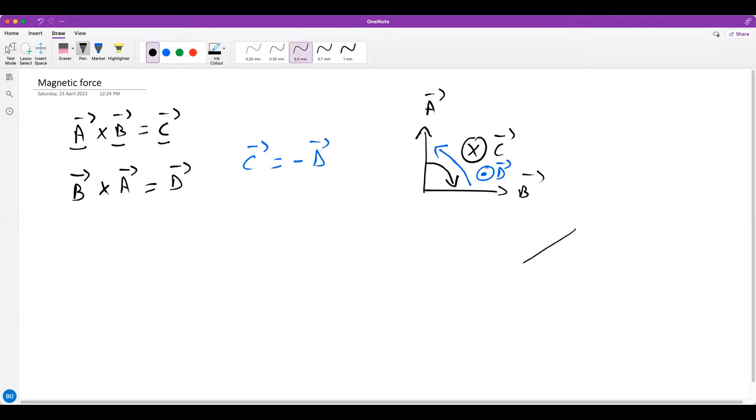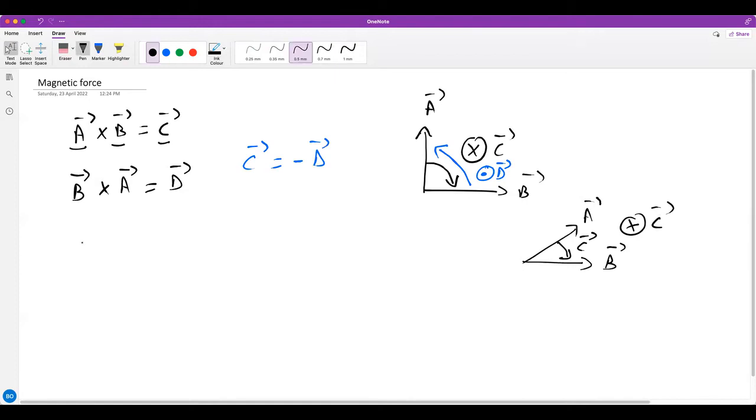If we have vectors A and B, even if they are not perpendicular to each other, A cross B will give you vector C. And this vector C will be into the page, or rather perpendicular to the plane formed by A and B. So the cross product always produces the third dimension.